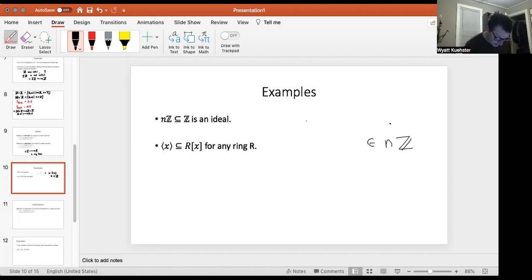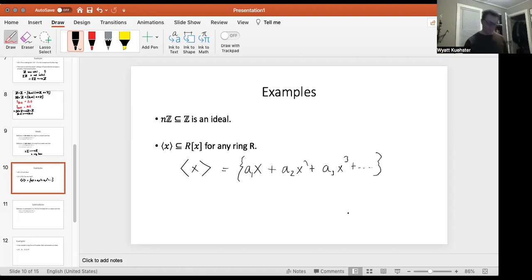And here's another example of an ideal. If you take the polynomial ring, I can take all of the polynomials that have zero constant term. So this is the set of polynomials that start with x, with a1 x plus a2 x squared plus a3 x cubed plus dot dot dot. So they're the polynomials with no constant term. We'll call this the ideal generated by x.